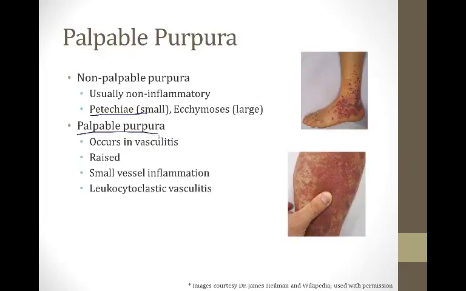Palpable purpura, on the other hand, only occurs in vasculitis. These lesions are raised so that when you drag your hand over them, you can feel them, and they are due to small vessel inflammation. They're sometimes called a leukocytoclastic vasculitis, and leukocytoclastic means that under the microscope you can see leukocytoclasis, which literally means destruction of the cytoplasm of white blood cells, and it means that there's infiltration of white cells and there's debris in the vasculature. So anytime you see a board question that describes palpable purpura, that is code language saying that the patient has a vasculitis, most likely one of the syndromes we're going to talk about in this module here.